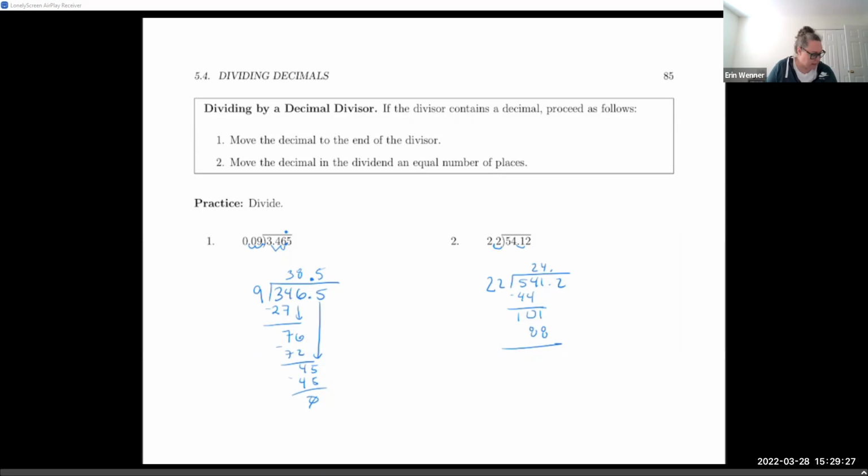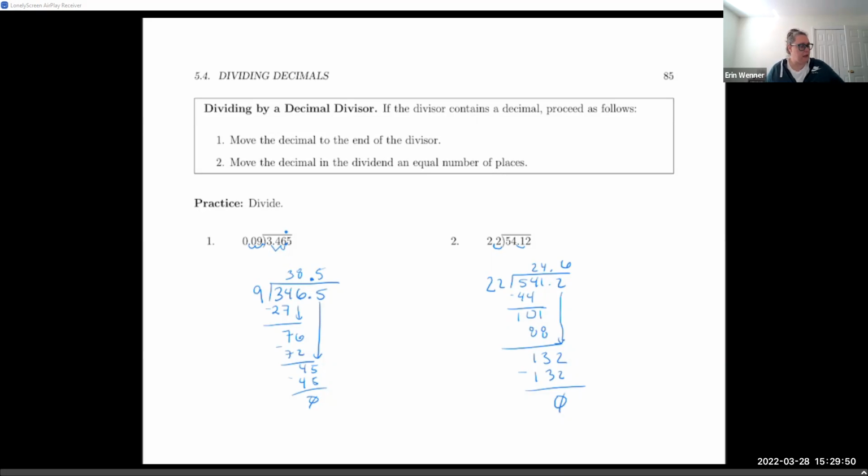So 101 minus 88 is going to be 13. We're going to bring this 2 down. And so how many times does 22 go into 132? It goes in 6 times, and 6 times 22 is 132 as well. And we get 24.6 as our answer.